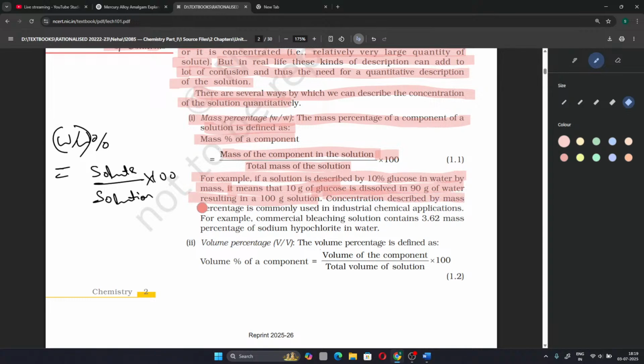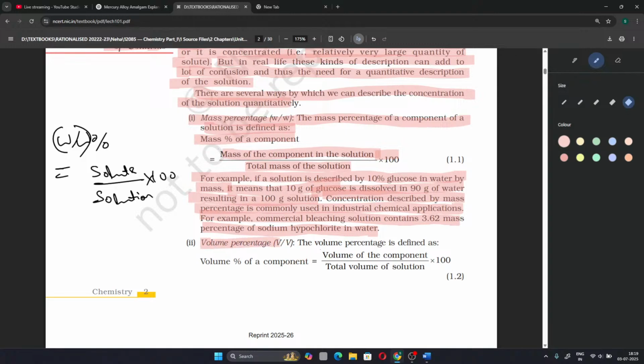Concentration described by mass percentage is commonly used in industrial chemical applications. For example, commercial bleaching solution contains 3.62 mass percentage of sodium hypochlorite in water. 3.62 mass percentage meaning 3.62 grams of sodium hypochlorite per 100 grams of solution.